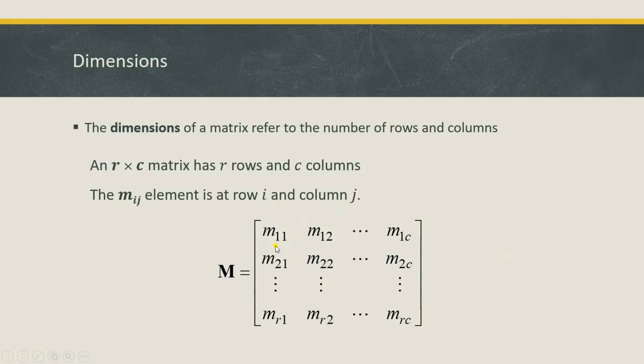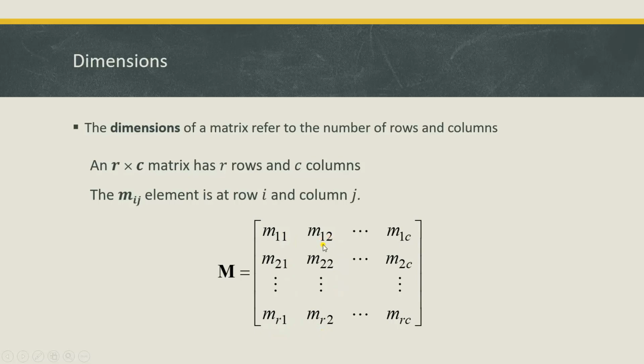And so we go from M11, which is element M in the first row and the first column. And then we come down to M21, which is the element in the second row and the first column. And that proceeds all the way down to the last row where we have the element in the rth row and the first column. So we have rows 1 through R in column 1. Then we move to column 2 and we see the same sort of indexing.